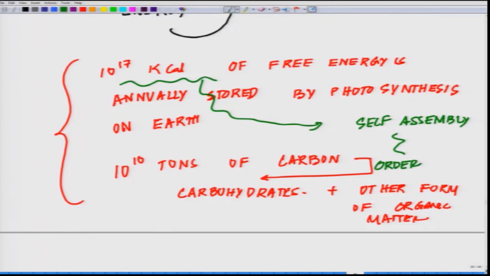Now, the next thing we are going to discuss is how chlorophyll traps solar energy. So, you need that first source which has the ability to trap solar energy: chlorophyll traps solar energy.